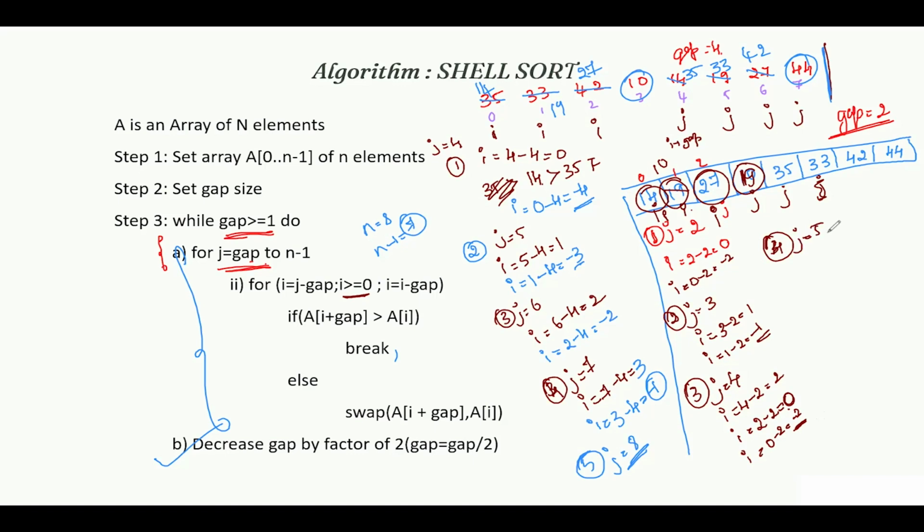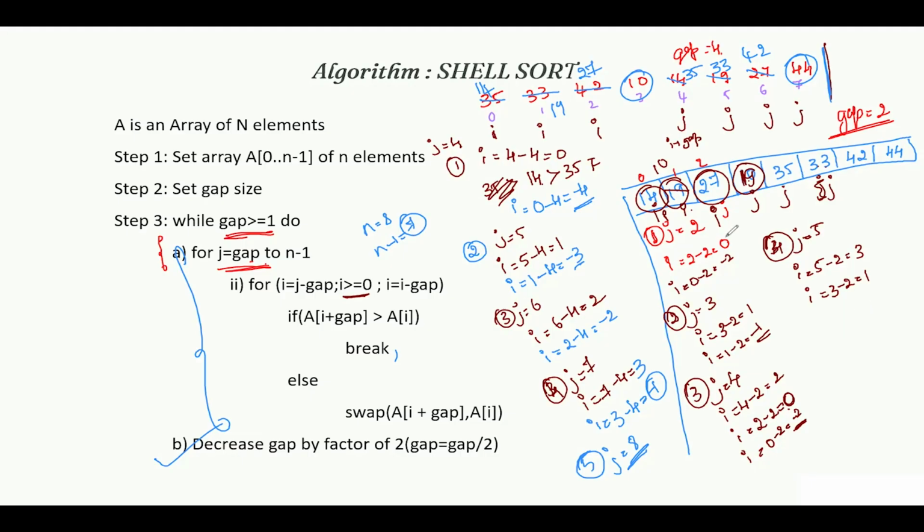Okay. Next, I will simply increment for the fourth iteration. J is going to be 5, which means J is going to come over here. And I is going to be 5 minus 2, which is nothing but 3. So 0, 1, 2, 3. Now I'm comparing 19 with 33. As you can see, there is no swap required. Now I'm going to once again decrease the I value, as this is going to be 1.